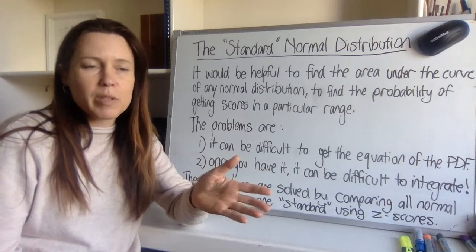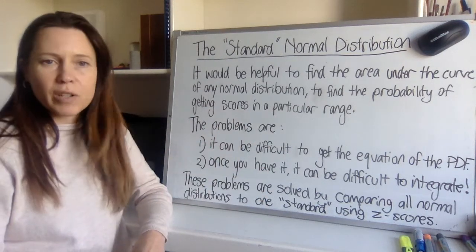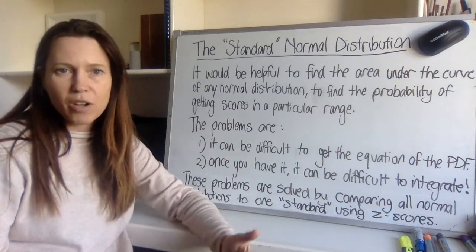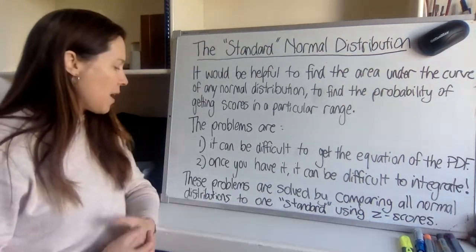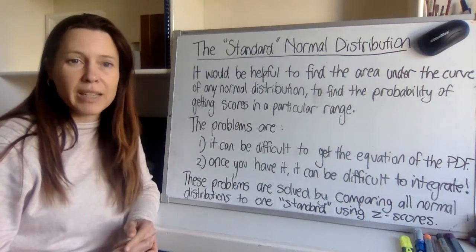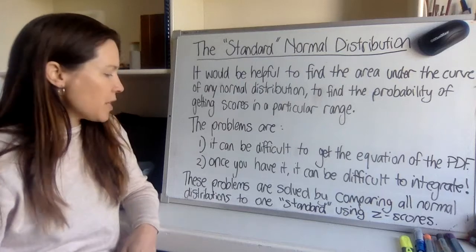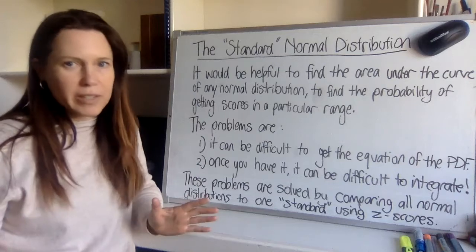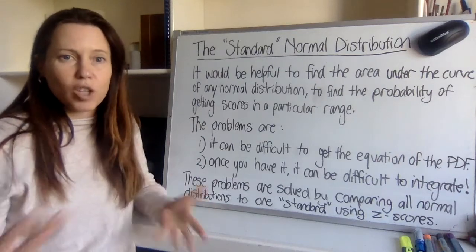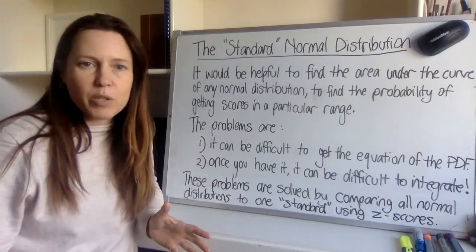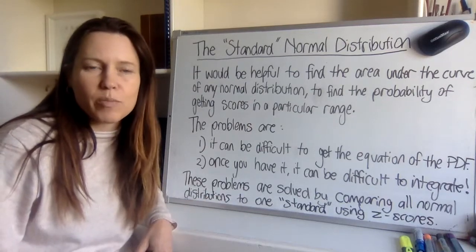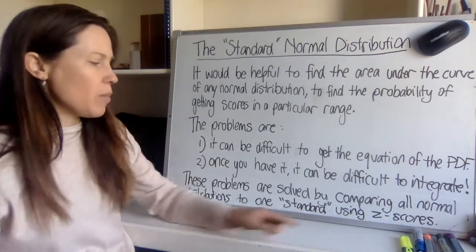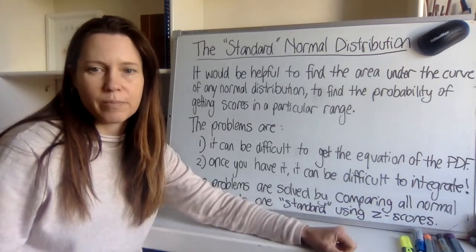Now, there are two big problems. The first problem is that if you've got some function, it can be hard to find the exact equation of that probability density function. And then once you have that equation, it can be really hard to integrate it. These problems are basically solved by comparing all the normal distributions that could ever exist in the world with one gold standard distribution, which we call the standard normal distribution. We compare all of the other normal distributions to this special one by using what we call z-scores.